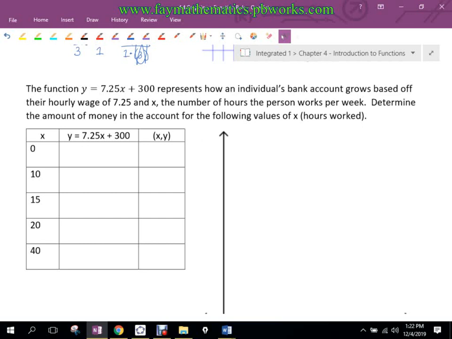So let's just say that after I work 1 hour, my employer puts $7.25 in my account. After 2 hours, it puts another 7.25 in my account. And it just keeps doing that, right? The money never gets direct deposit, never comes to me. We want to see how that bank account grows.